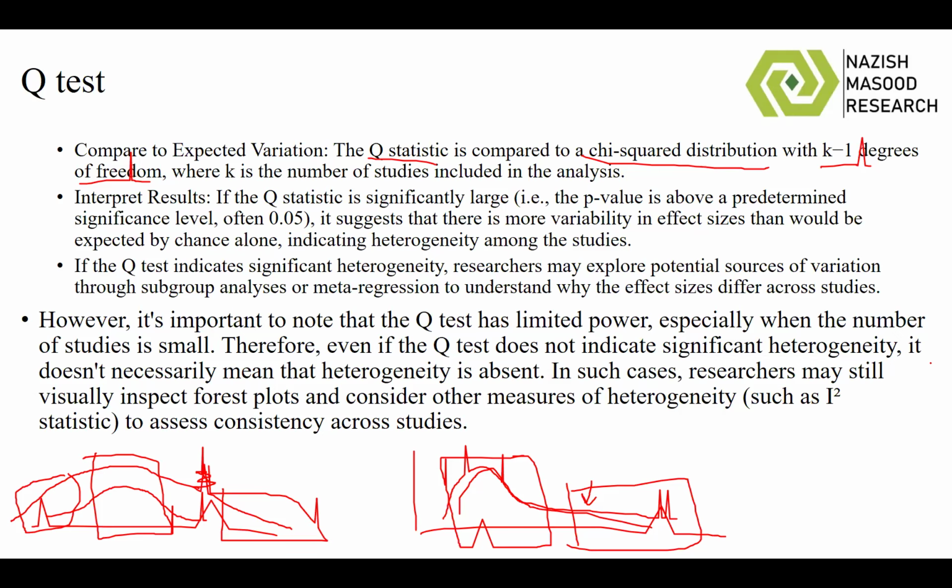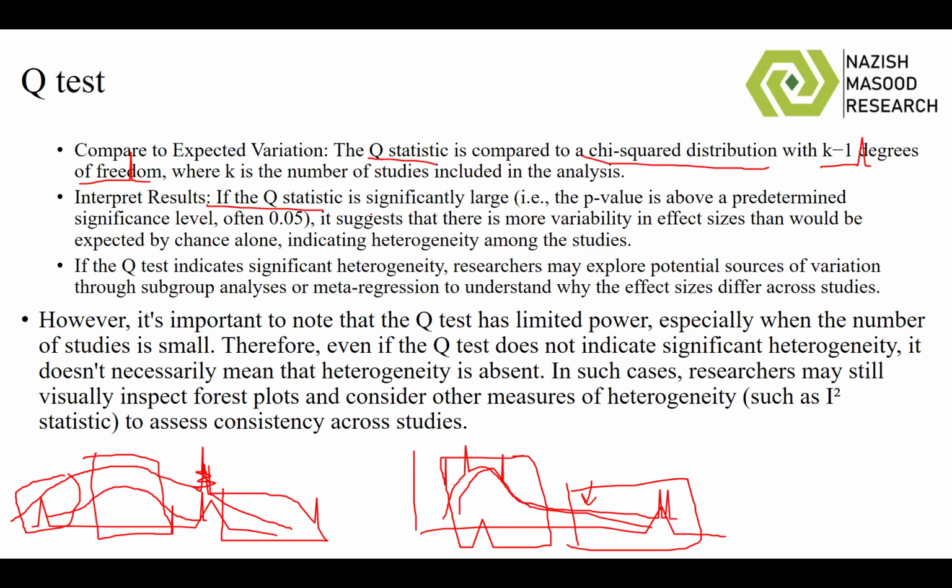Now, mind you, you don't have to do any of this. The software, which is RevMan, will do all of this. All you have to do is just input data, and then it will do the rest. So then why should you know this? You should know this because this gives you the baseline understanding of what a Cochrane Q is.